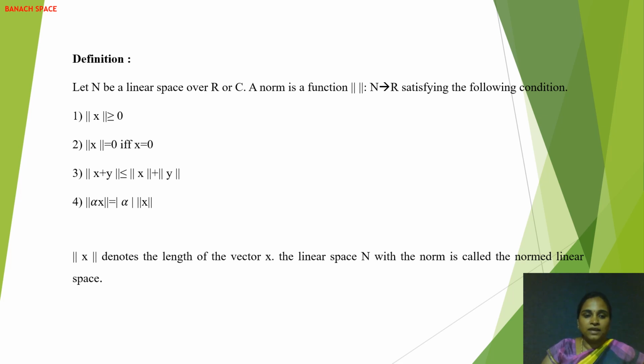Norm x plus y is always less than or equal to norm x plus norm y. Norm alpha x is equal to mod alpha into norm x. Norm x denotes the length of the vector x. The linear space N with the norm is called the normed linear space.